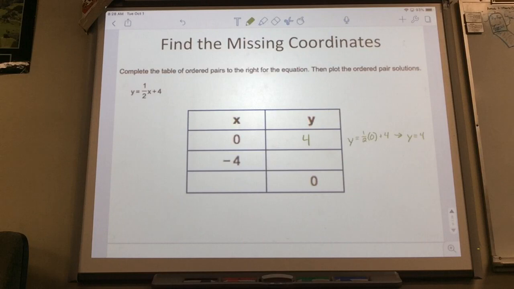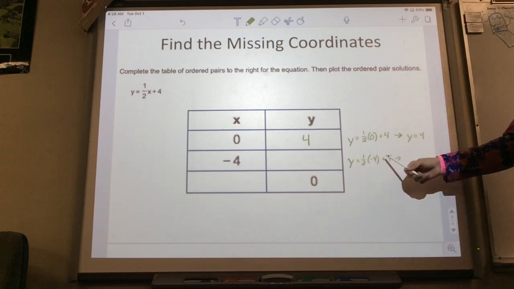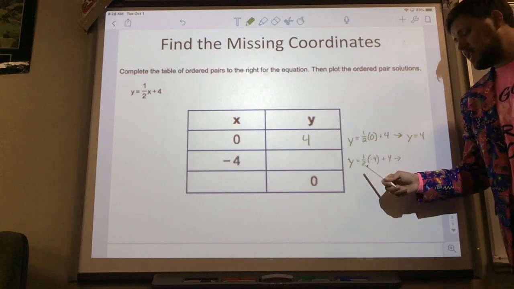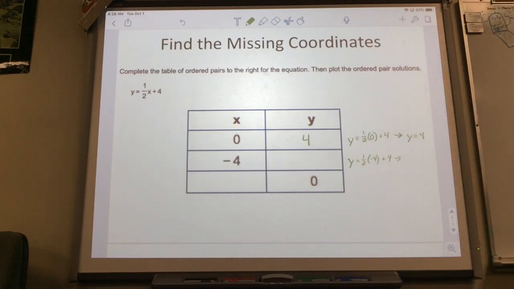There's my first one. Okay, same thing on the next one. Just plug it in. If it's negative or next to something, you put it in parentheses. So y equals 1/2 times negative 4 plus 4. Okay, 1/2 of negative 4, which is the same as negative 4 times 1 divided by 2. So negative 4 divided by 2 is negative 2. So negative 2 plus 4 is y equals 2.